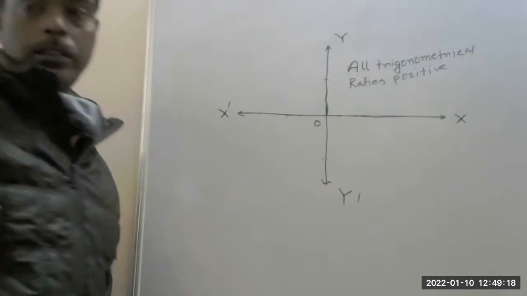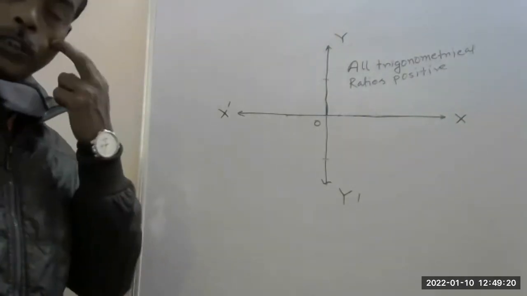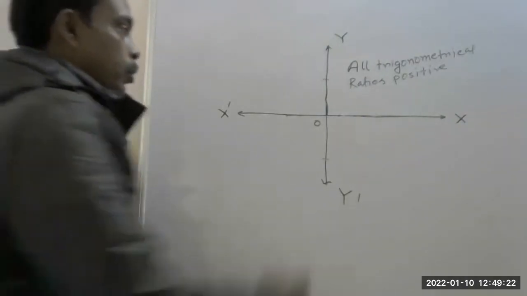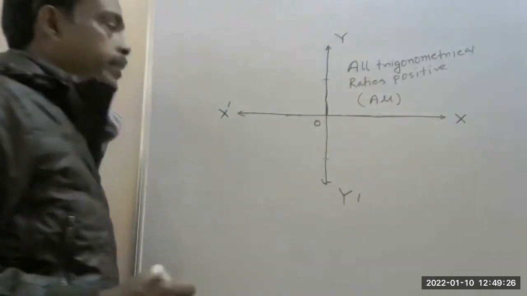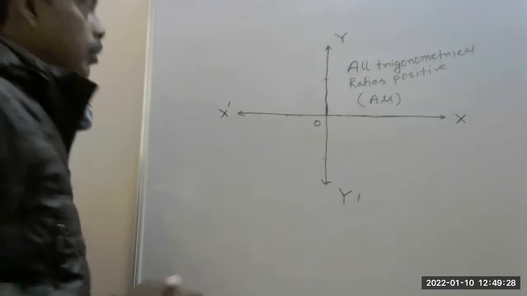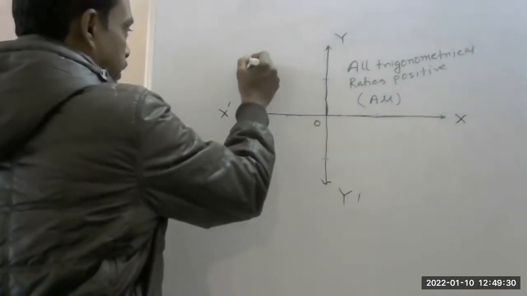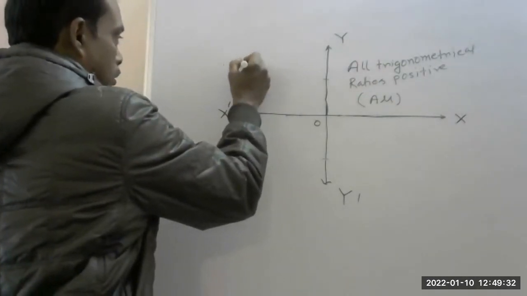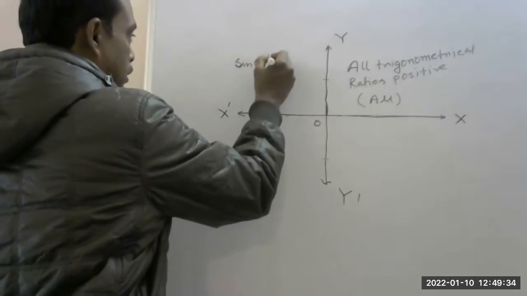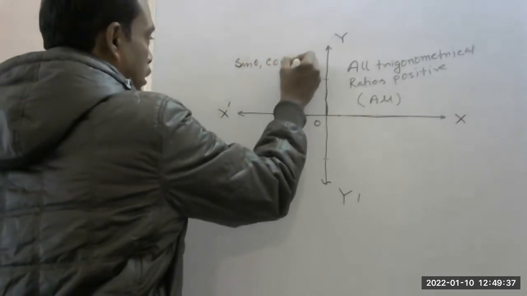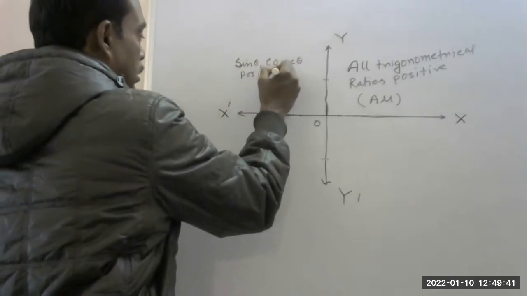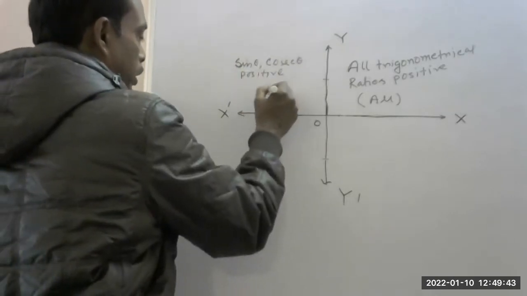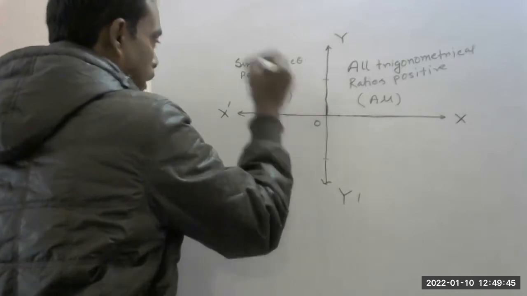In first quadrant, all the trigonometrical ratios are positive. So it is called all. In second quadrant, only sine and cosec are positive. Sine theta and cosec theta positive. So it is called sine.